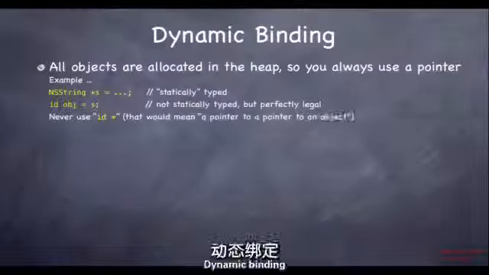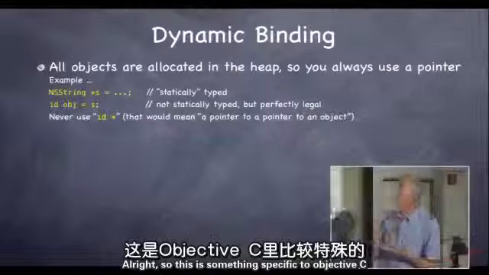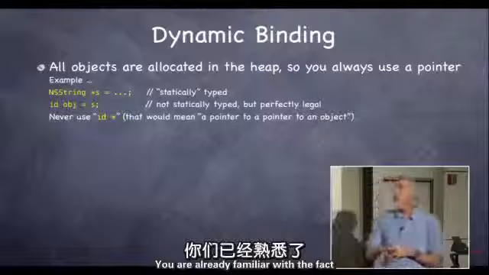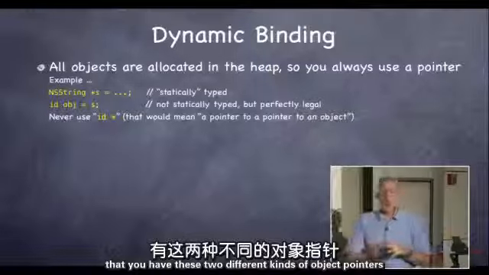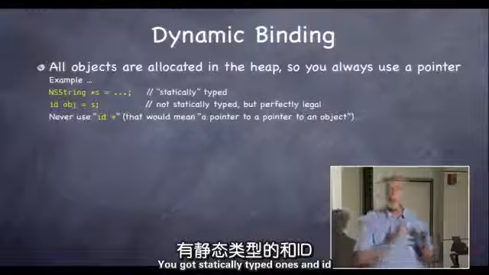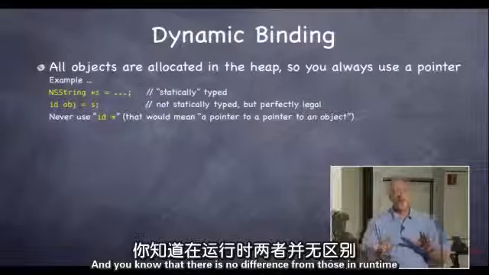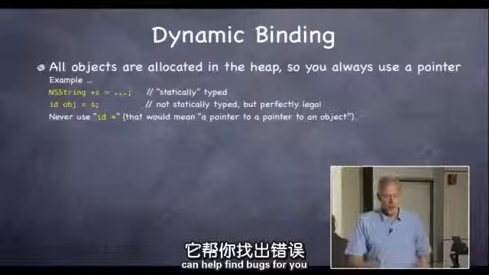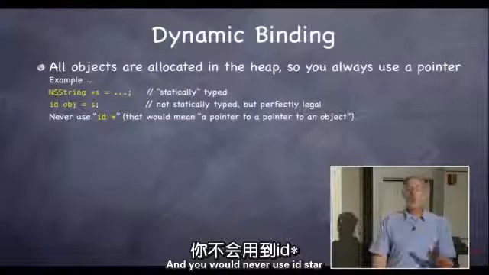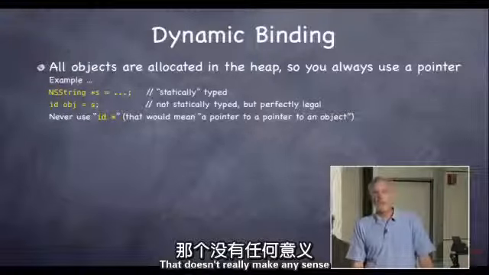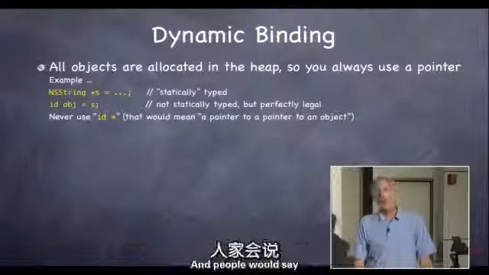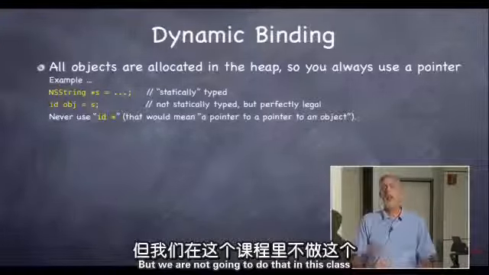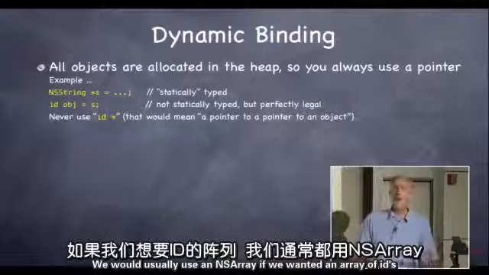All right. Dynamic binding. This is something specific to Objective-C. Not a lot of other languages have this. Some do, some don't. You're already familiar with the fact that you've got these two different kinds of object pointers. You've got statically typed ones and id, and you know that there's no difference between those at runtime. They're only different in terms of how Xcode and the compiler can help find bugs for you. And you know that you would never use id star. That doesn't really make any sense, because that would be a pointer to a pointer. And people say, well, what if I had a C array of ids? OK, yeah, but we're not going to do that in this class. We would usually use an NSArray if we wanted an array of ids.